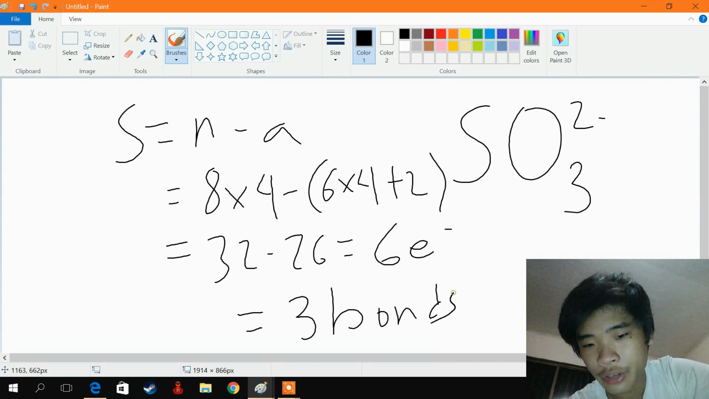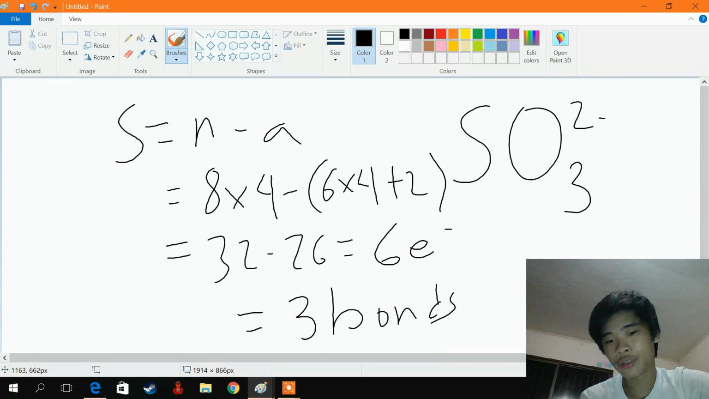So there you have it. We have 6 shared electrons and 3 bonds for sulfite. And next thing we need to do is finding the structure, drawing it, I mean.